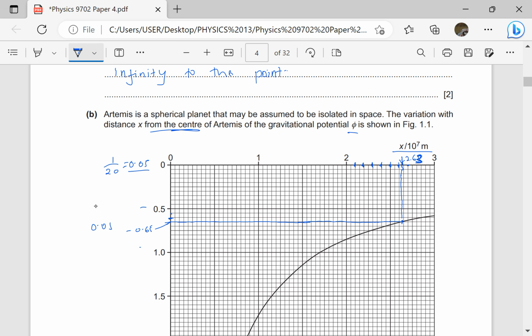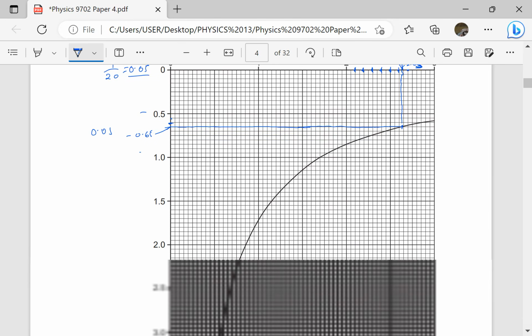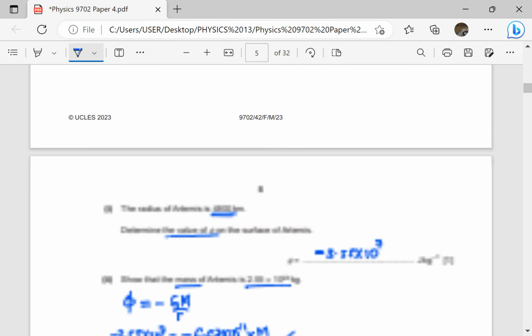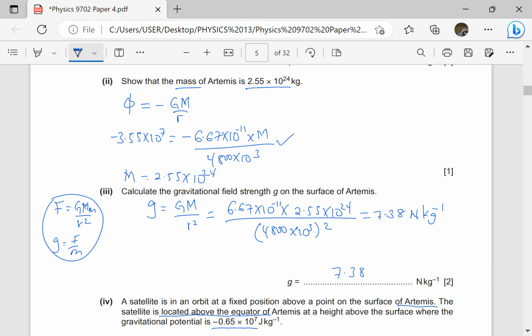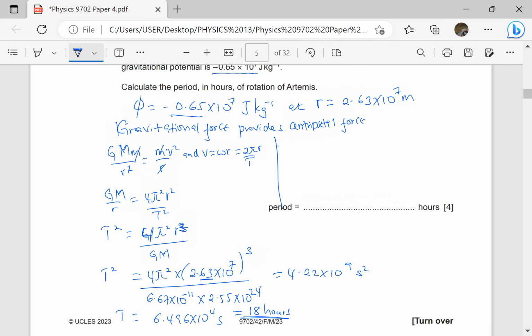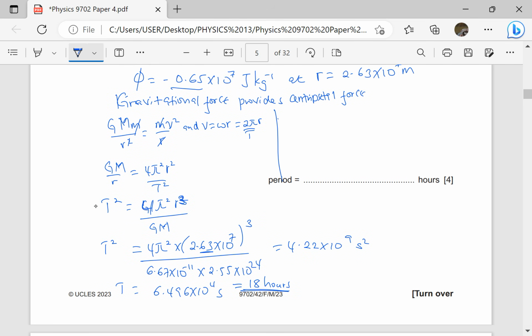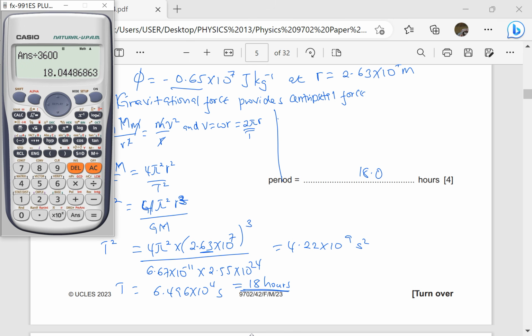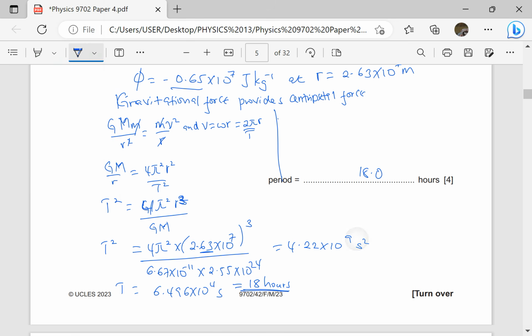Okay, so that is what I'm arriving at. Approximately 18.0 hours. If you get a better value, you can let me know. But personally, I'm getting 18.0. Approximately 18.0 hours. I'll just write 18, two significant figures. So that is 18 hours. Okay.